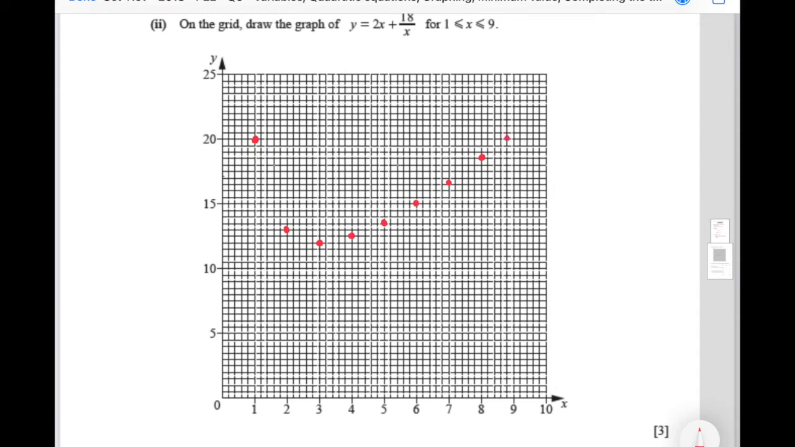over here. Okay, now let's draw the graph. This is going to be tricky, but let's do it. This looks like a Nike sign. So we start from this point.